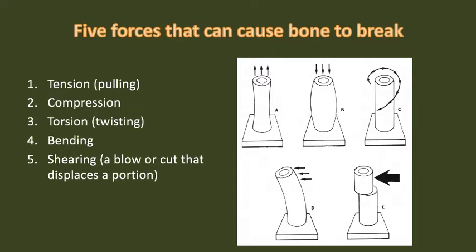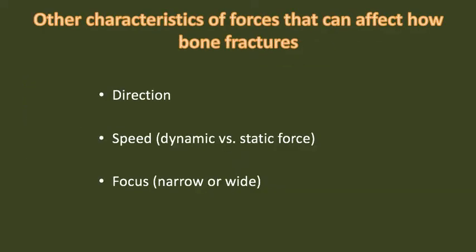Forces that can cause bone to break are listed here. So tension, meaning pulling, compression, meaning squashing the bone like this, torsion, meaning twisting, bending as you see here, or shearing where you have displacement of the bone. And we have listed some characteristics of forces that can affect how the bone fractures, including direction, speed, focus, and for speed, the dynamic versus static force, meaning is it a quick hit or is it the result of evenly applied pressure over time?